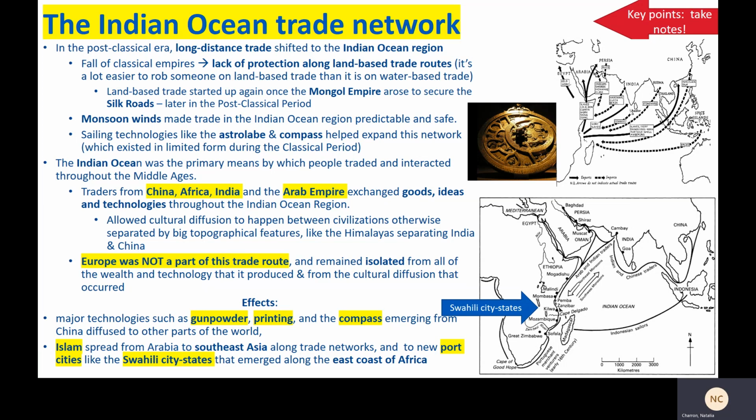Effects of this amazing network include major technologies like gunpowder, printing, and the compass emerging from China and diffusing to other parts of the world, where they will build on those technologies and create even more new things.